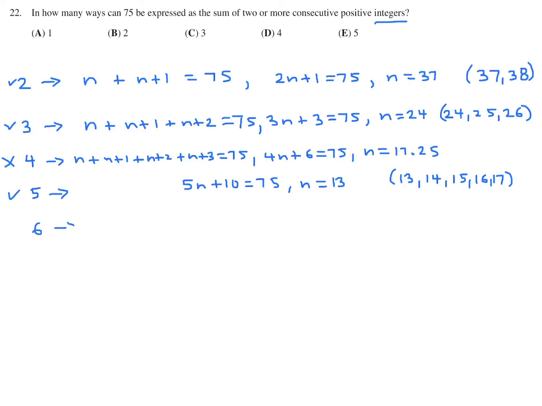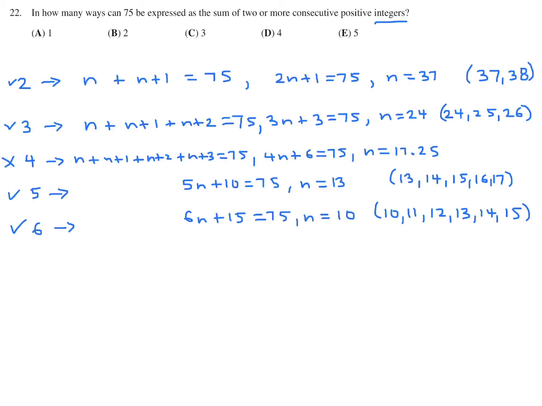How about if you have 6 consecutive integers? Then you'll have a sum that is 6n plus 15 equals 75, and therefore n is going to be 10. And therefore our integers will be 10, 11, 12, 13, 14, 15. So we got another way. Okay, so far so good.